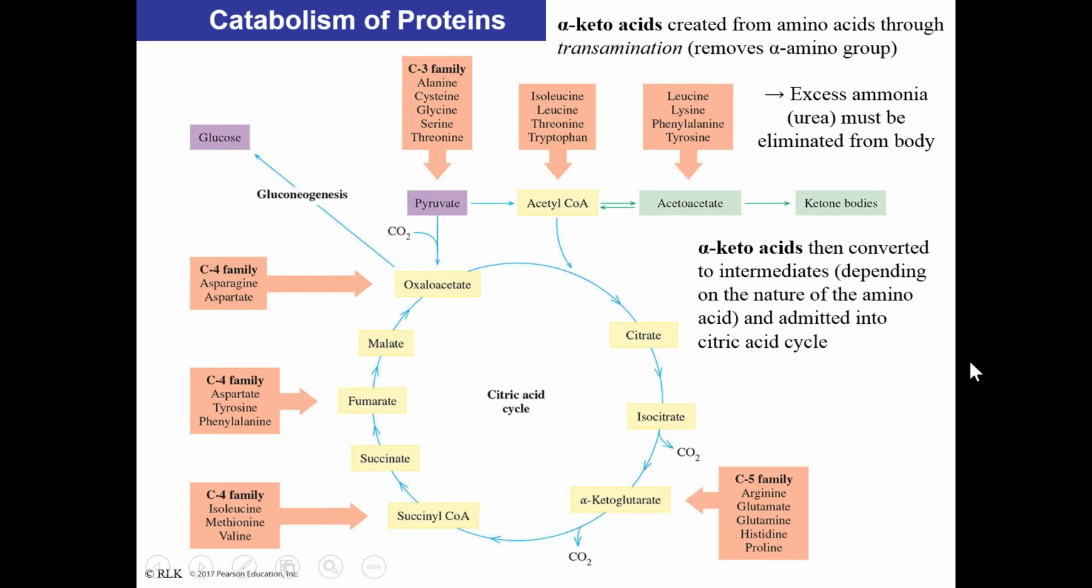But the alpha keto acids are then converted to intermediates, and depending on what those intermediates are, they'll just be introduced into the citric acid cycle wherever they fit. If you're starting with glucose, then you're going to go through the whole citric acid cycle. But if you're starting with a different intermediate, then you're going to be admitted wherever the citric acid cycle is willing to accept that intermediate metabolite. So that will just be through that way.